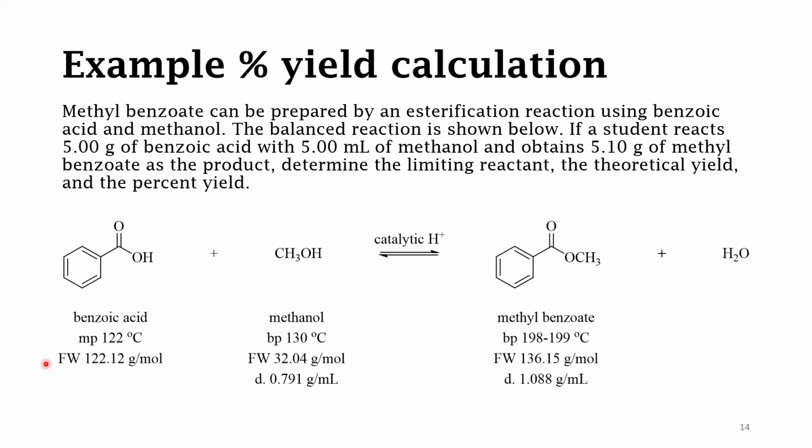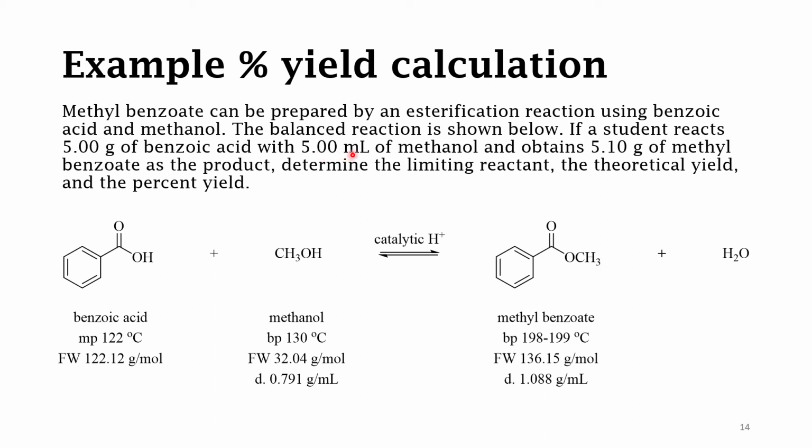And from our balanced chemical equation, 1 mole of benzoic acid should give us 1 mole of methyl benzoate. With our methanol, we see that we're being given a boiling point. So this implies that the methanol is a liquid at room temperature, and so we are measuring that by volume, which is typical for liquids. So we need an extra conversion step here.